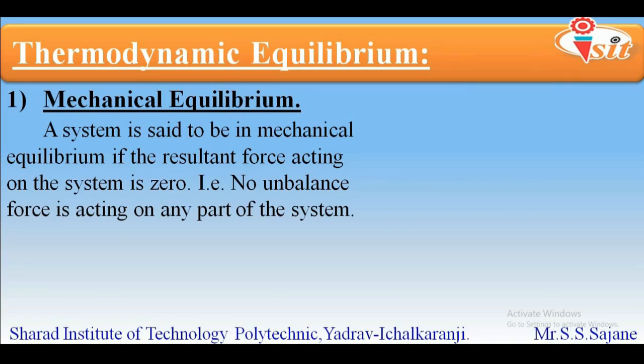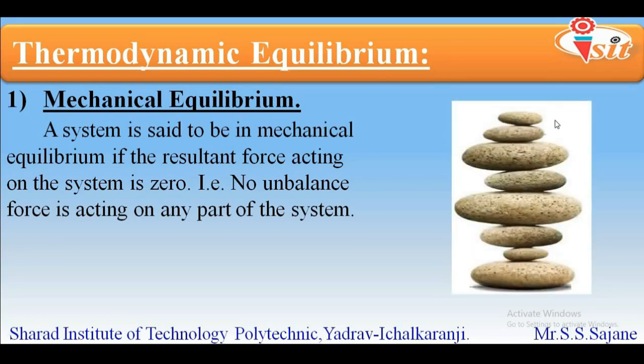If we see the word equilibrium, then this word itself means that at every point in the system there should be the same properties. So since we are talking about mechanical equilibrium, we are considering the forces. So if in the system there is a balanced force at every point or throughout the system, then we call it mechanical equilibrium. We can understand this concept with the help of a diagram. So let's see the diagram.